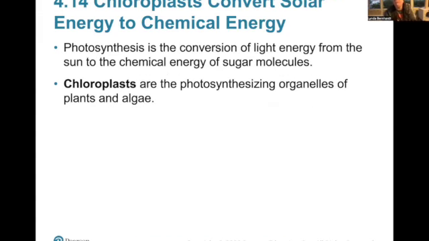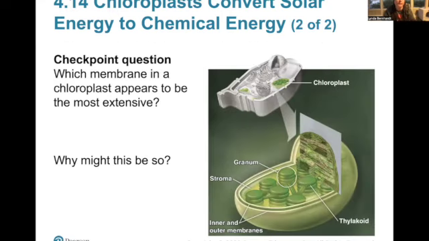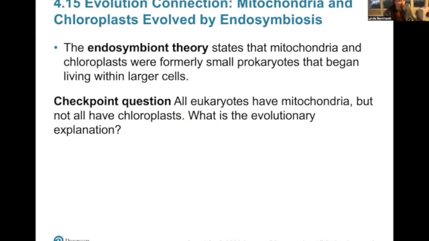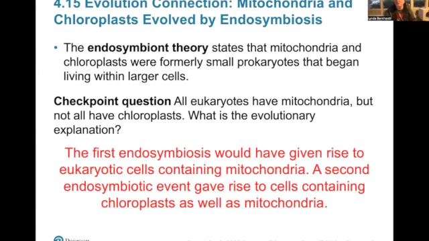Chloroplasts. I already mentioned this earlier. That's for the plant cell. That's where we do photosynthesizing. And so that's just a picture of it. We cover this more when we cover photosynthesis next week. This is what I was talking about, the endosymbiont theory. Mitochondria and chloroplasts were formerly small prokaryotes that began living within larger cells. And so that just shows our whole evolutionary line, which is pretty cool.